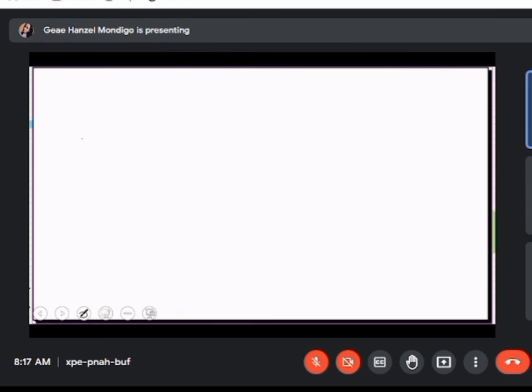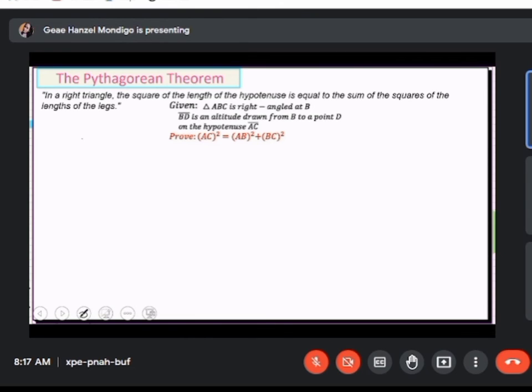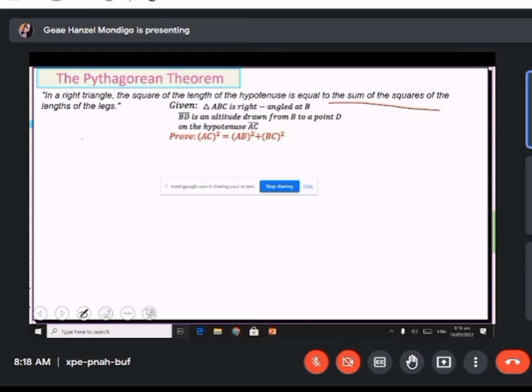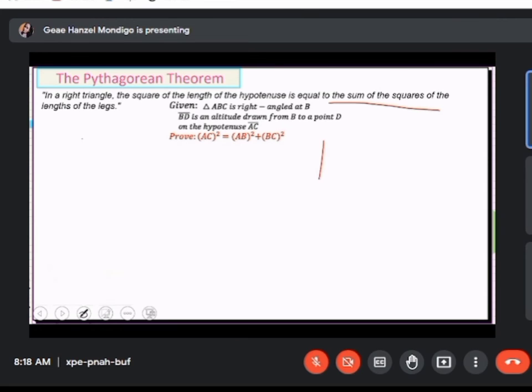Okay, here we have the second topic of our lesson number 5, the Pythagorean theorem, where it states that in a right triangle, the square of the length of our hypotenuse is equal to the sum of the squares of our two legs. This means that if we have a right triangle where this one is C, the hypotenuse, and A and B are the legs, the square of our hypotenuse is equal to the sum of the squares of our legs.